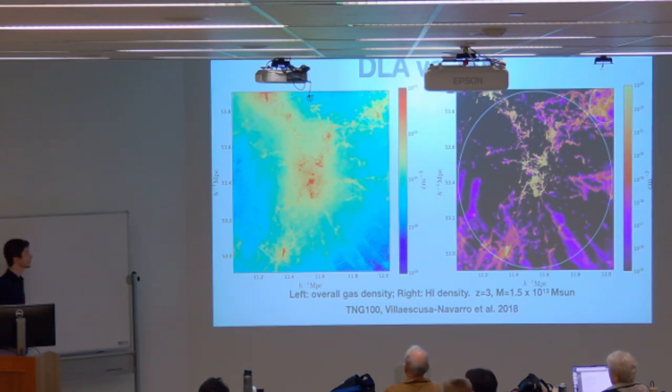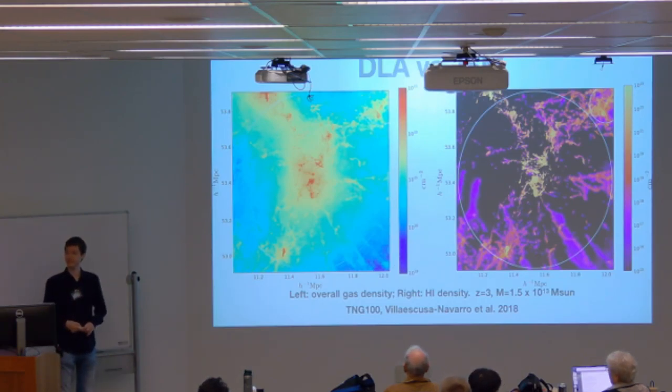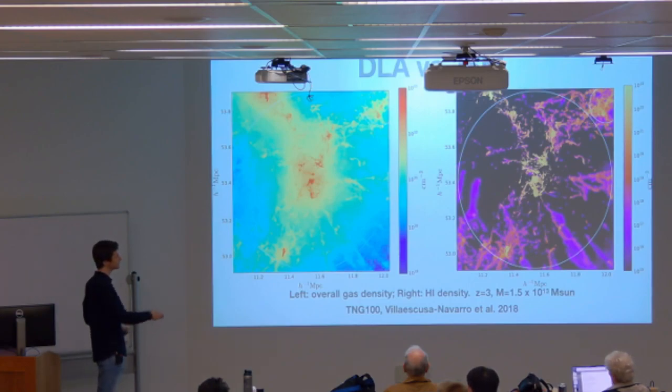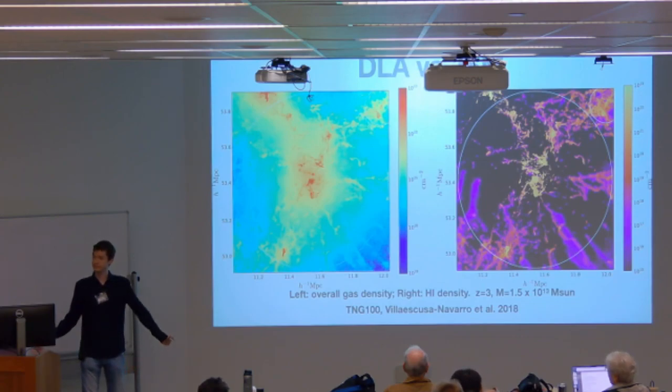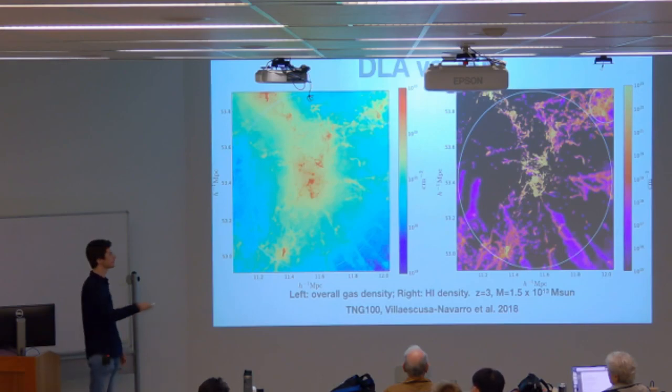Yeah, so the answer is yes, you are correct. If you look, for example, at simulations, so here's an example from TNG100, especially at massive systems, you can find cases where the DLA level column density is associated with some inflowing gas as opposed to there being any sort of associated galaxy.